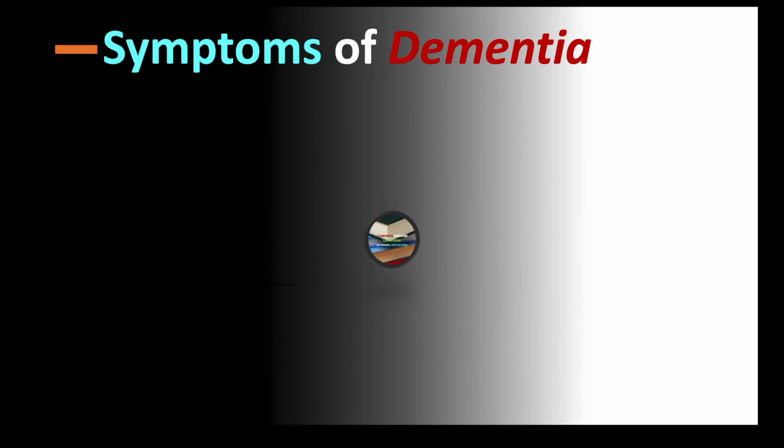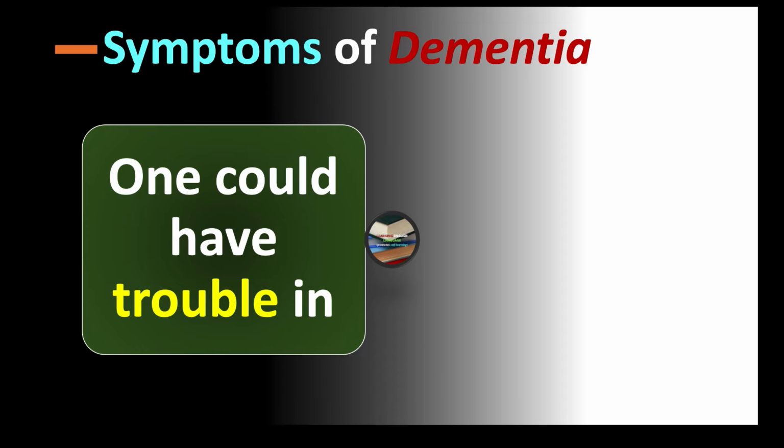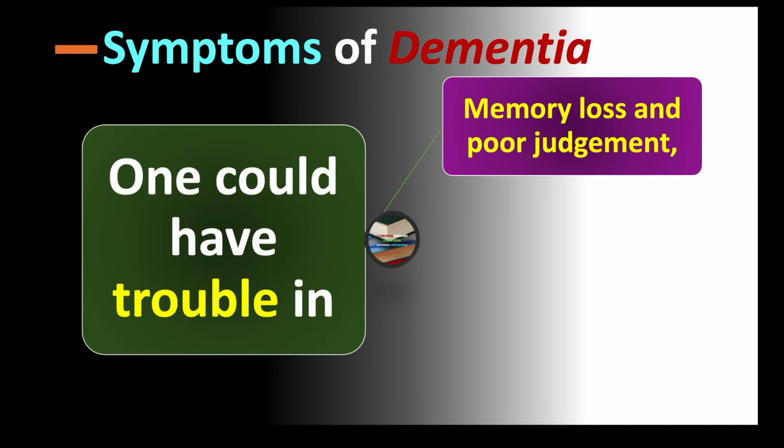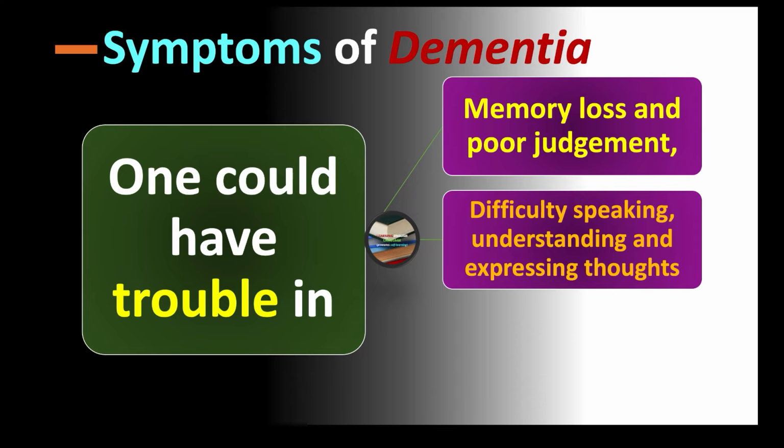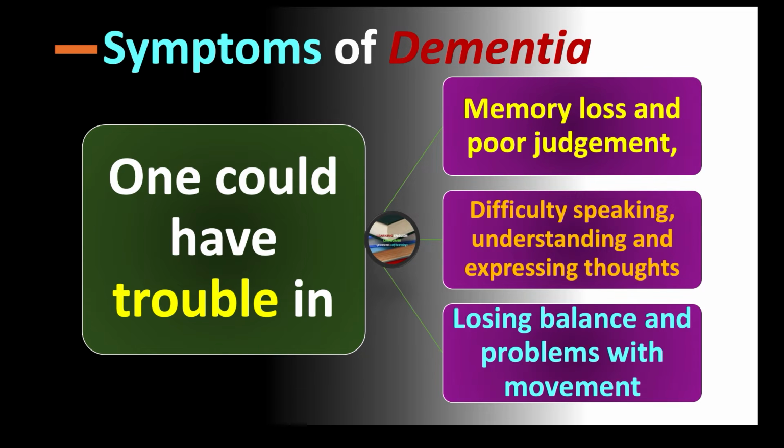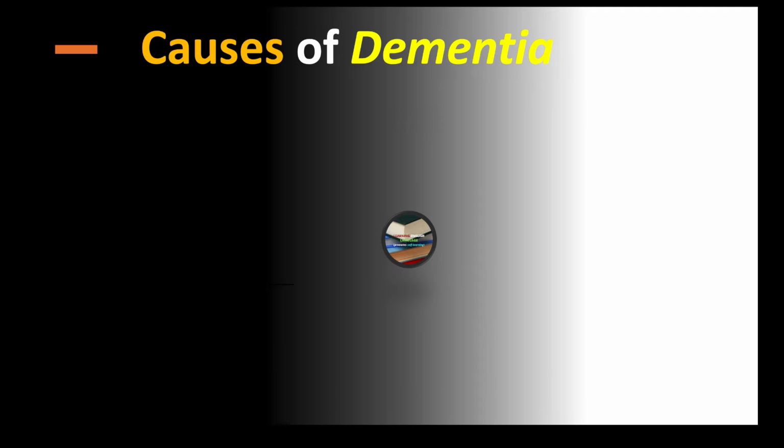Now we have symptoms of dementia. One could have trouble in memory loss and poor judgment, difficulty speaking, understanding, and expressing thoughts, losing balance, and problems with movement.